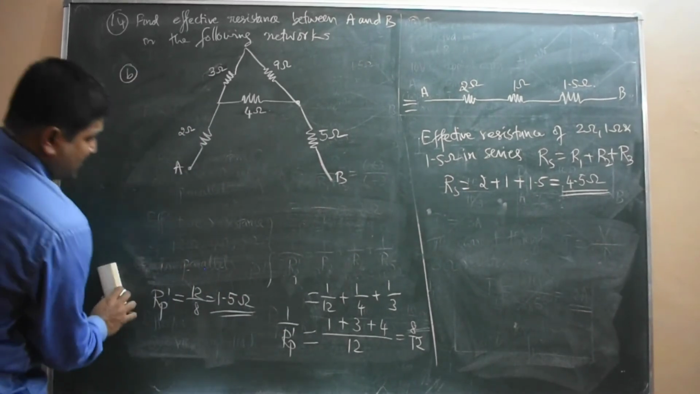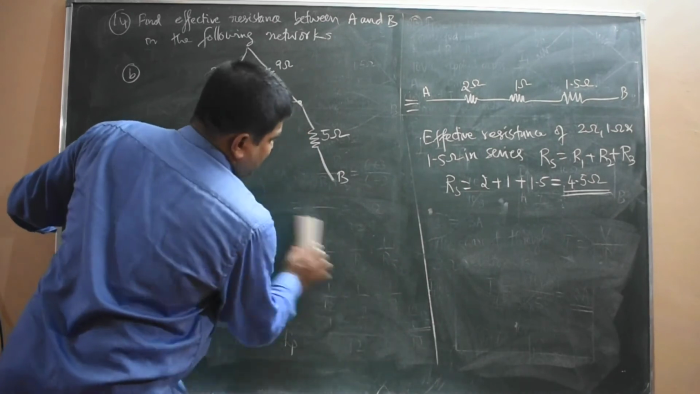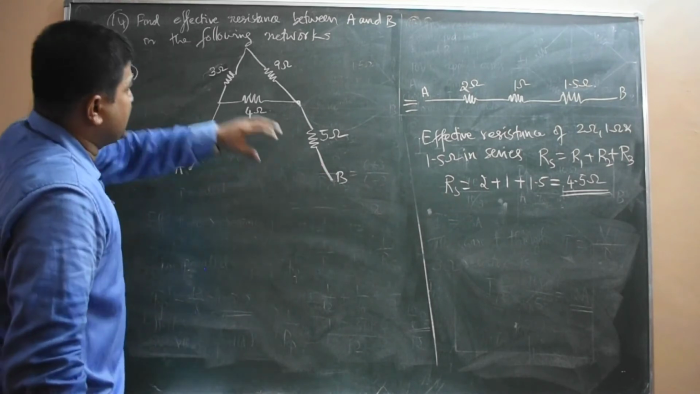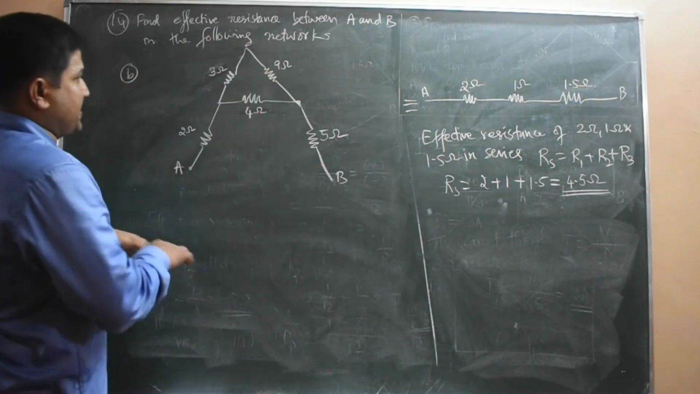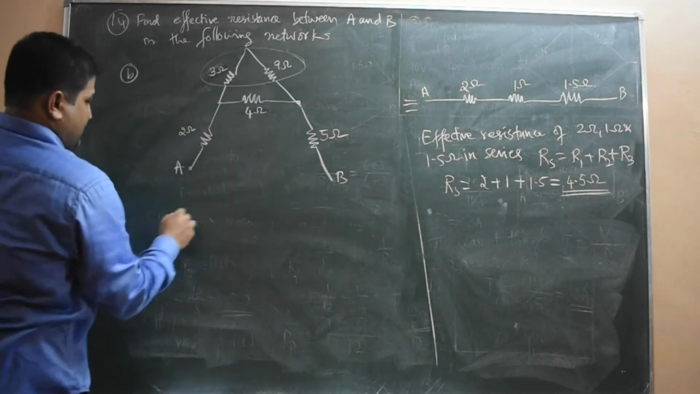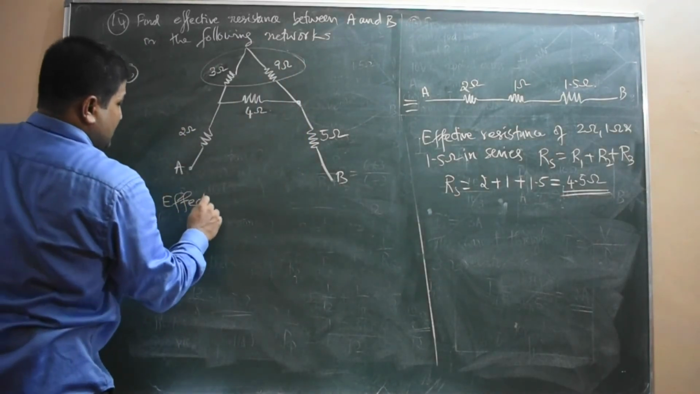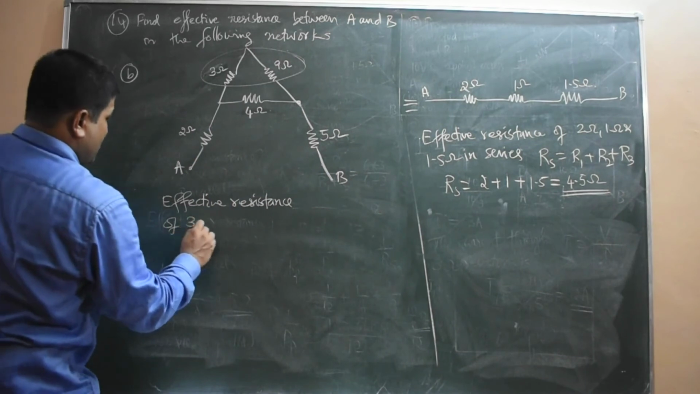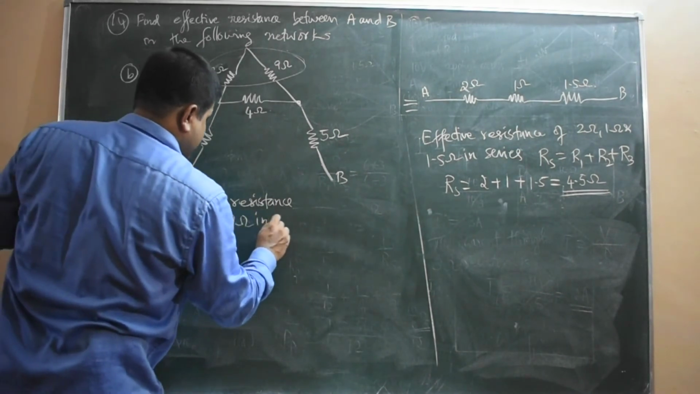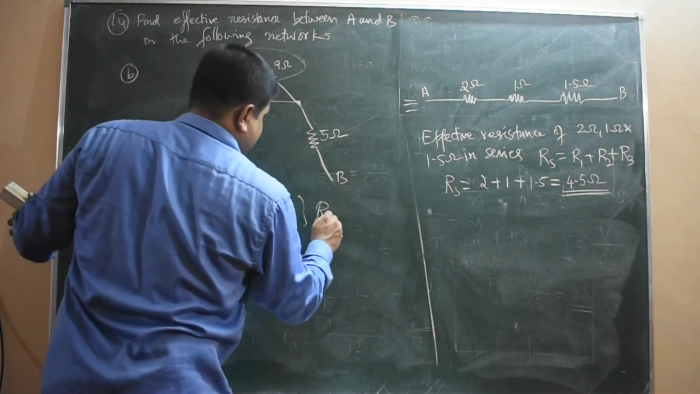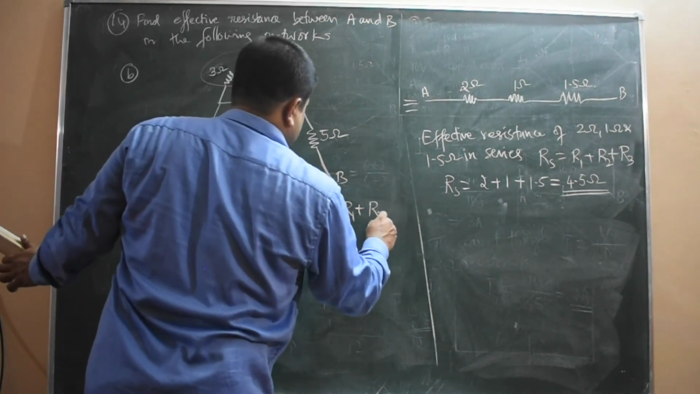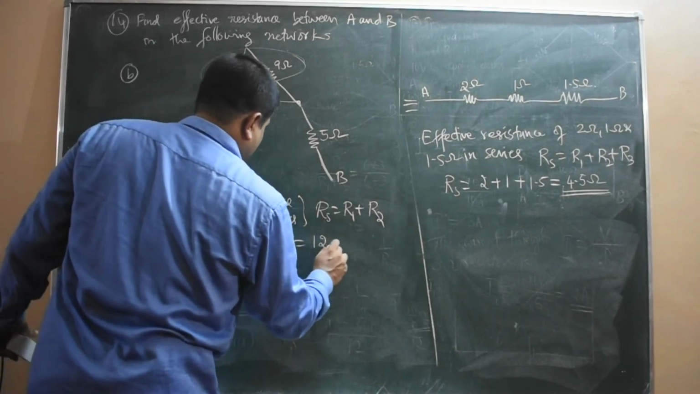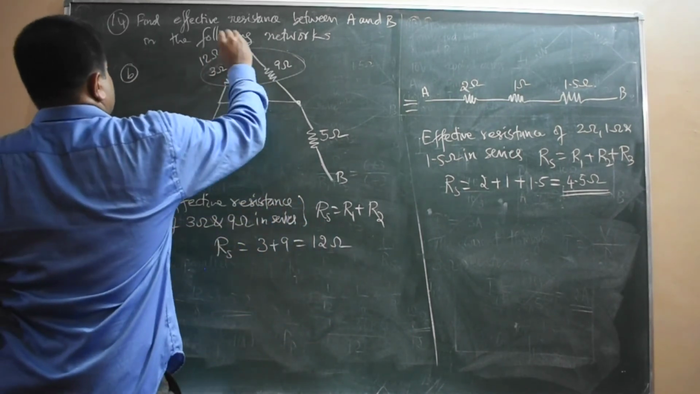So this kind of problem can be asked, or it can be a part of a big 5 marks question. Here you have to observe: to find out between A and B, this 3 and 9 are in series. So first I have to simplify these two. The effective resistance of 3 ohm and 9 ohm in series is Rs equal to R1 plus R2, that is 3 plus 9, so that is 12 ohm.